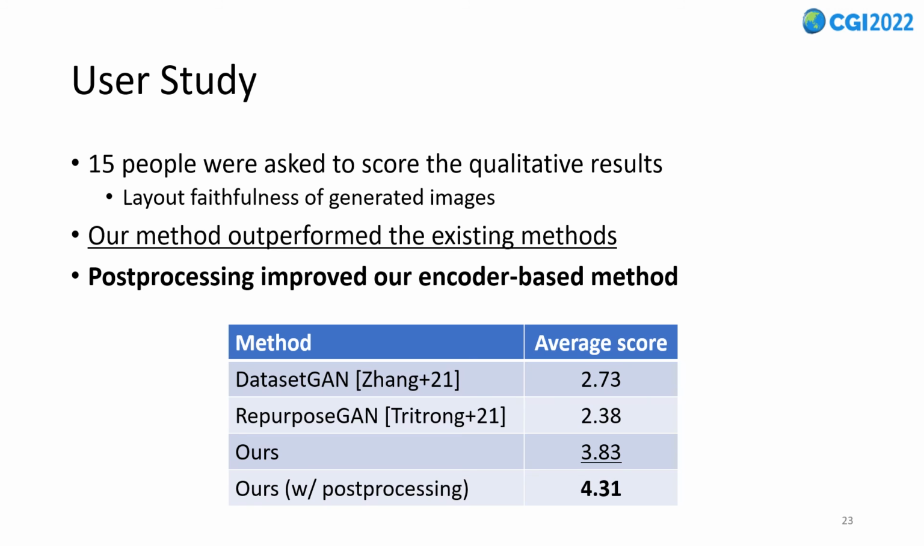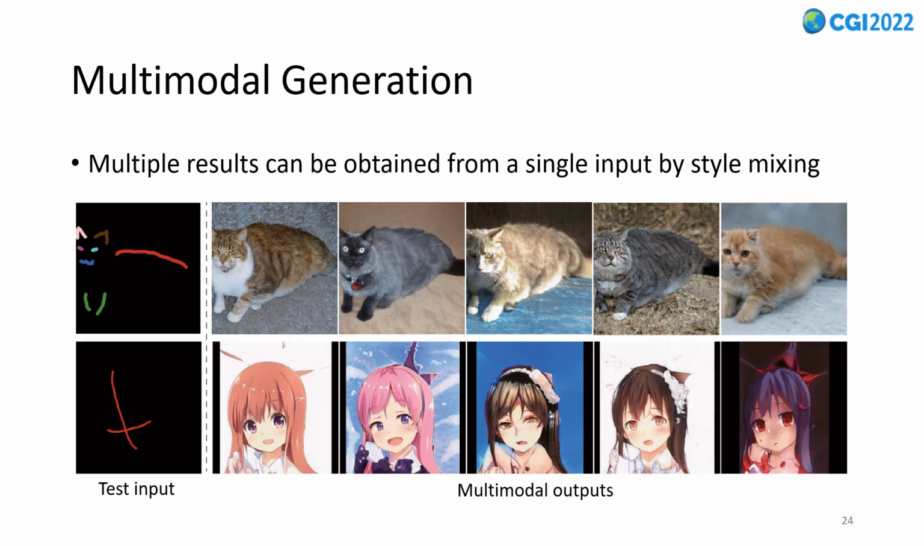We also conducted a user study. We asked 15 people to score the qualitative results regarding layout faithfulness. As you can see in the table, our method outperformed the existing methods. Post-processing also improved our encoder-based method. Additionally, our method can obtain multiple results from a single input. This is achieved by style mixing that feeds different latent codes to shallow StyleGAN layers.